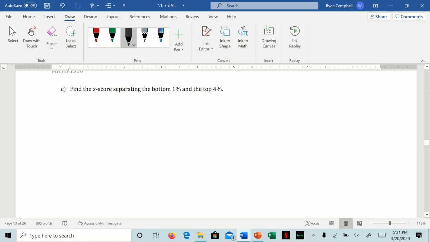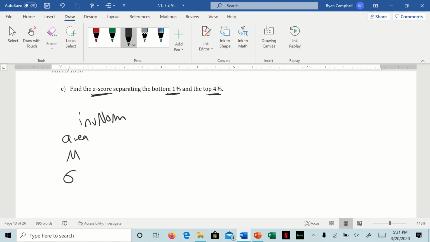All right, now let's find the z-score separating the bottom 1% and the top 4%. So this one is tricky, so let's think about this. If we're trying to find a z-score, what are we going to type in? Is it normal CDF or inverse norm? Well, as you probably noticed, it's inverse norm, right? But if you notice, inverse norm only has three things: area, mean, standard deviation. There's nowhere for us to put two things.